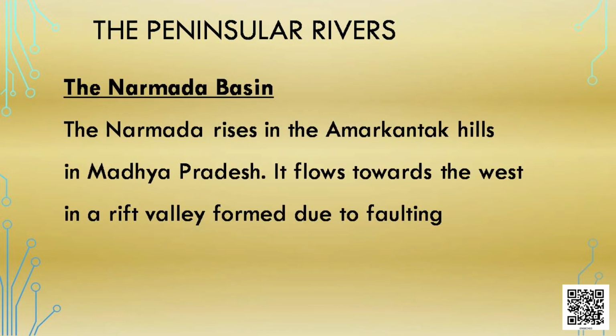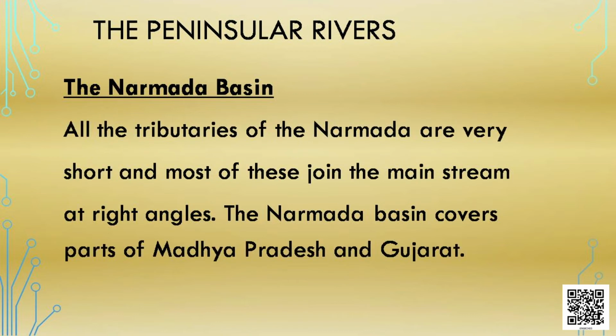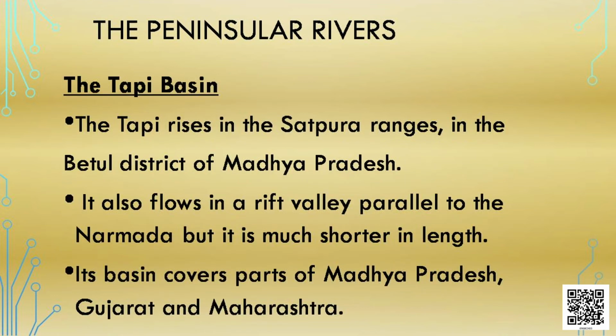Coming to the Narmada river, it originates in Amarkantak hills and flows and creates a gorge in the marble rocks of Madhya Pradesh. It mainly flows towards the west in the Rift Valley formed due to the faulting. All the tributaries of river Narmada are very short and most of them join the main stream at right angles. The states through which it flows are Madhya Pradesh and Gujarat. Coming to the next one, the Tapi river. Tapi rises in the Satpura range in the Betul district of Madhya Pradesh and it flows through a basin that covers Gujarat, Maharashtra and Madhya Pradesh.